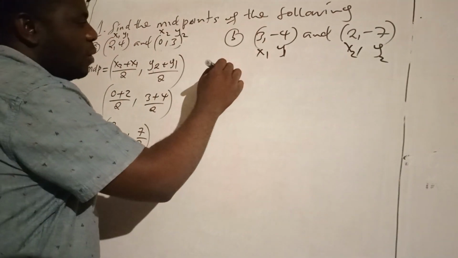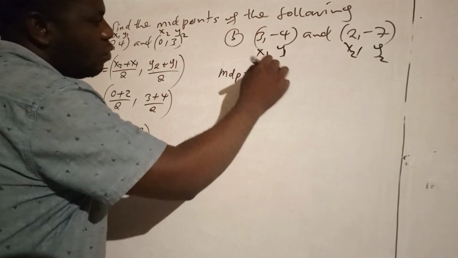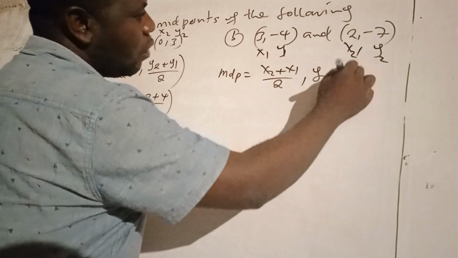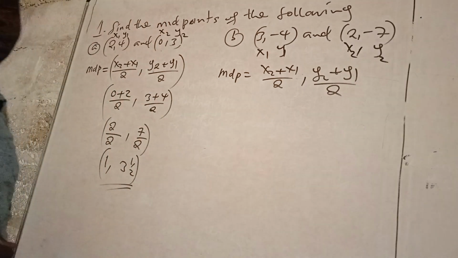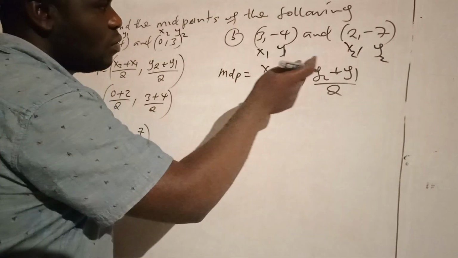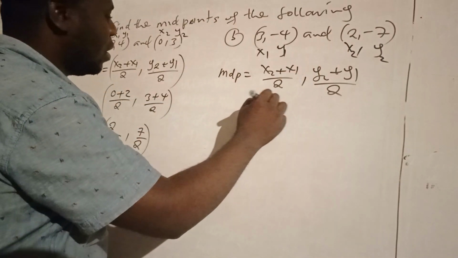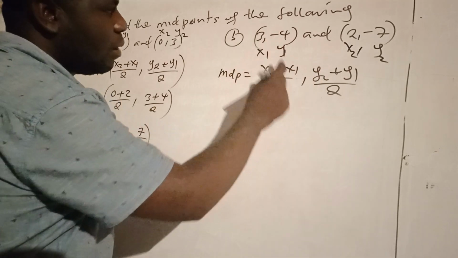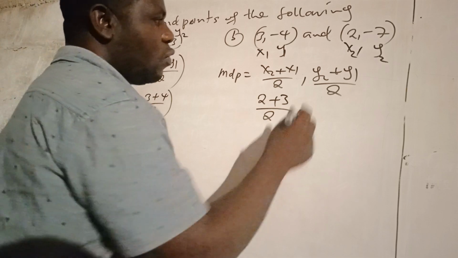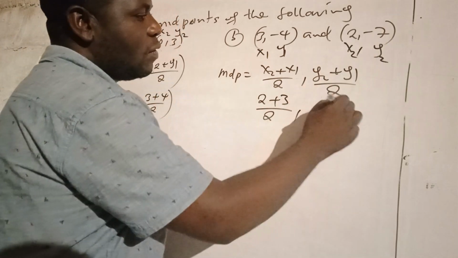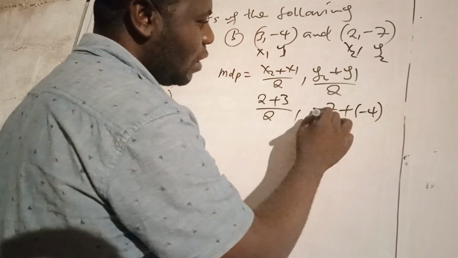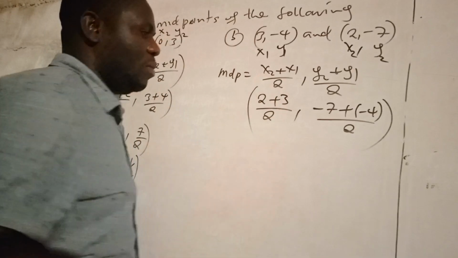So I'll write the formula: midpoint is equal to (x2 plus x1) over 2, comma, (y2 plus y1) over 2, like this. Which means I'm going to substitute here. I'll say my x2 is 2, so I'll put 2 there. 2 plus 3 over 2, comma, my y2 is what? Is negative 7, then plus, as you can see there's a negative here, so I'll put negative 4 here, then over 2, then I'll put it in brackets like this.